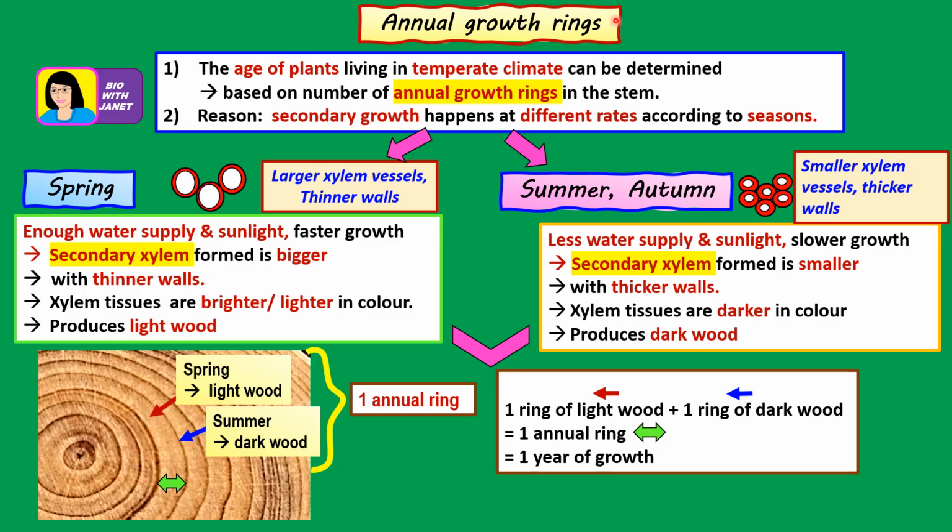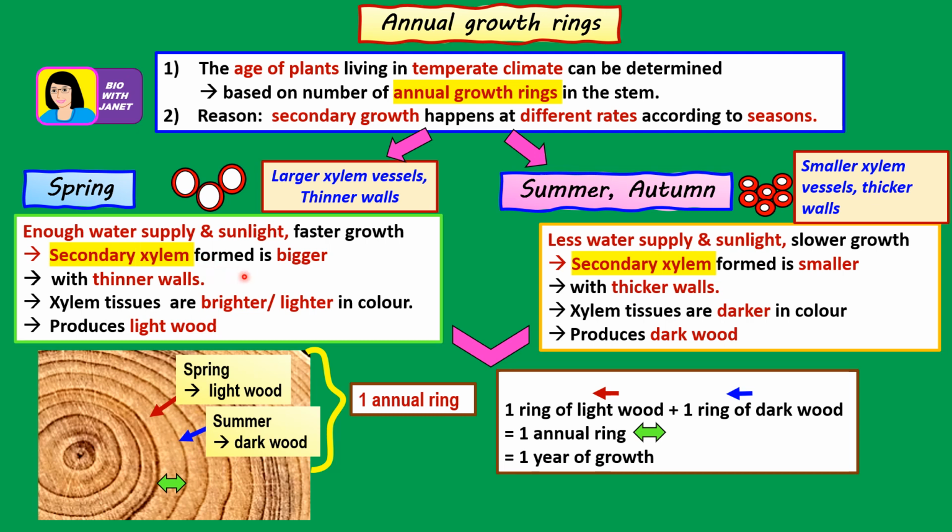So here's the summary of everything that we have discussed just now. Annual growth rings. The age of plants living in a temperate climate can be determined based on the number of annual growth rings in the stem. The reason is that secondary growth happens at different rates during the season. During spring, remember, we are asked to explain annual growth rings, larger, thinner walled xylem vessels are formed. Why? Because there's enough water supply and sunlight, so there's faster growth. So the secondary xylem formed is bigger.